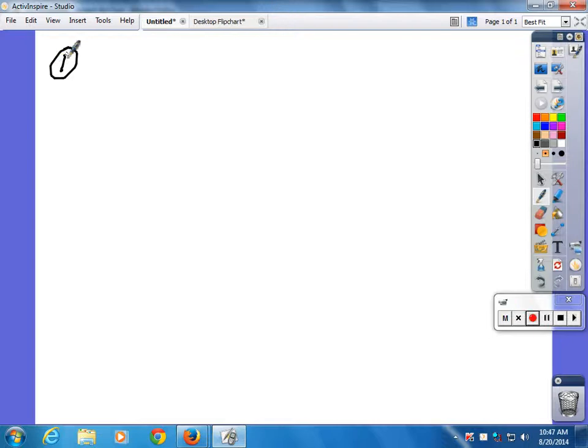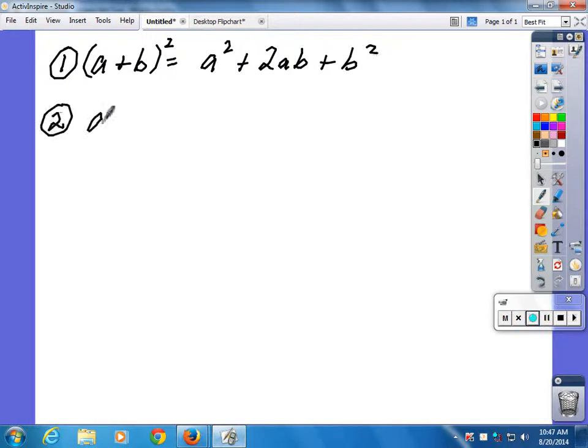Shortcut number 1 is a plus b, quantity squared, is equal to a squared plus 2ab plus b squared. Shortcut number 2 is a minus b, quantity squared, is equal to a squared minus 2ab plus b squared. Now you don't have to memorize 2. You just have to memorize 1 and change the sign right there. That's all you have to do. And this sign corresponds with this sign, and this sign corresponds with that sign. So really, you just have to learn 1.